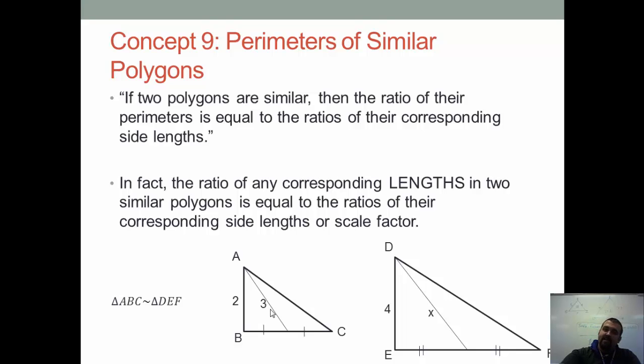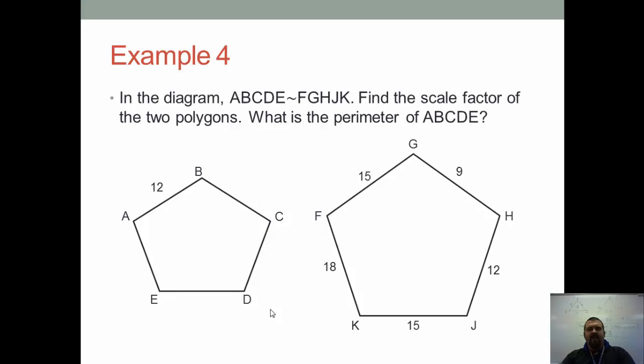Well, let's apply this idea. In this example, I tell you that my two pentagons are, in fact, similar. Pentagon ABCDE is similar to pentagon FGHJK. They don't tell me anything else besides what's actually drawn in the diagram. But they want me to find the scale factor, and then they want me to find the perimeter.